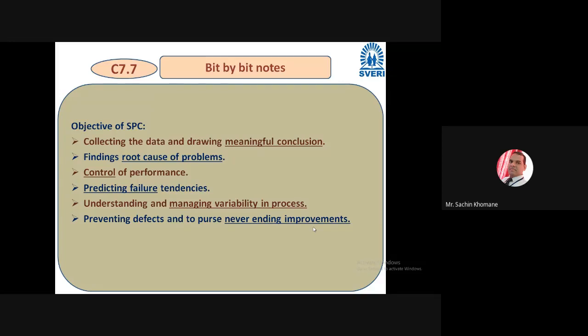Then, finding the root cause of the problem. If you have certain data, then you will find out the certain root cause. Suppose every time there is a problem in the bending of that particular product. One new example I am telling: bending. Most mechanical components we need to bend, right?